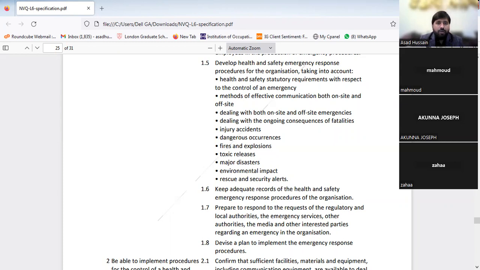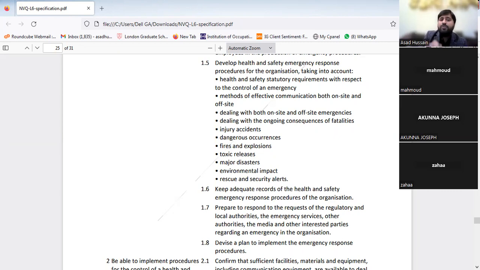Okay, welcome. Now, 1.5: develop health and safety emergency response procedures for the organization, taking into account the following. So it is discussing your organization, as all of you have an emergency response procedure in your organization. So you have to discuss your organization in response to this assessment criteria.